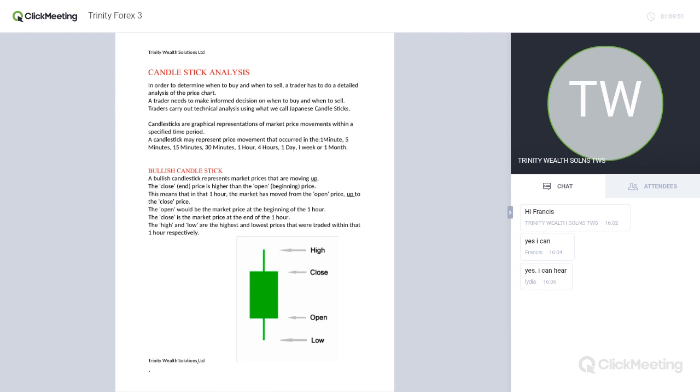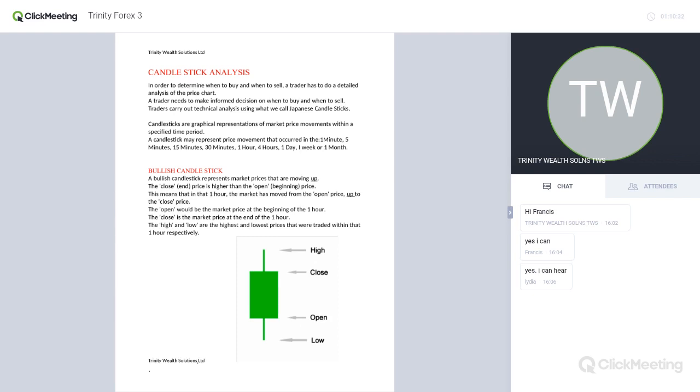So we are going to focus on candlestick analysis, the Japanese candlesticks, as our price presentation of how the market is moving. There's a story behind the Japanese candlesticks, from Japan and all that, but it's not necessary. Let's just focus on how we use the candlesticks to interpret the price chart and decide which direction to move. So in order to determine when to buy and when to sell, a trader has to do a detailed analysis of the price chart, as I repeat what we shared earlier.